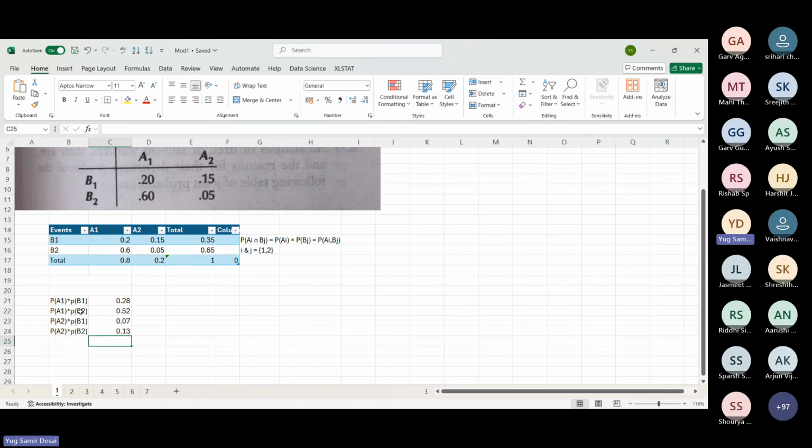If you see, we covered both the probabilities for A1 with B1 and B2, and both the probabilities for A2 with B1 and B2. We even covered values for B1 with A1 and A2, and the same thing for B2. But again, these are supposed to be the intersection values.